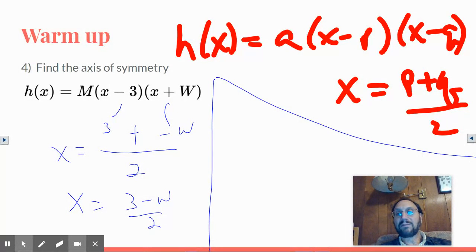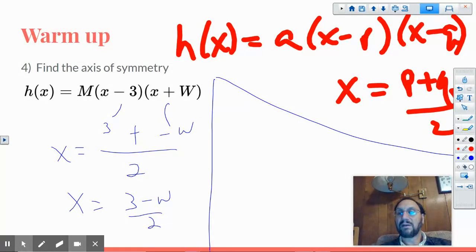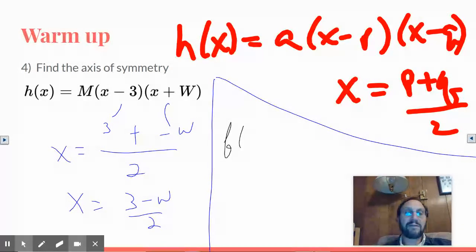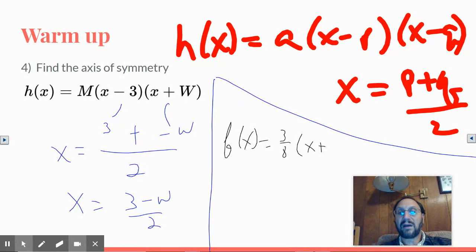So if you can do that one, see if you can do this one. I'll just make up something, and I hope that you can do it. F of x is equal to 3/8 times x plus, I'll try to make it kind of interesting, 2z times x minus e squared. That looks interesting. Try that one.